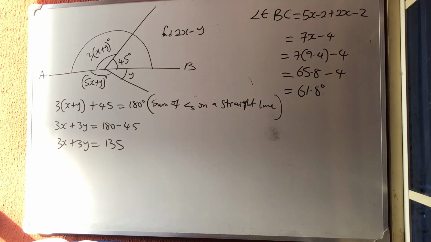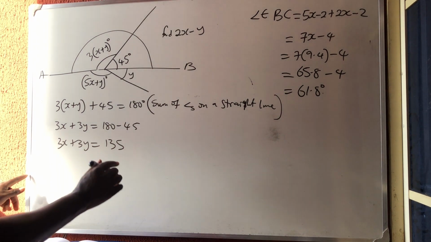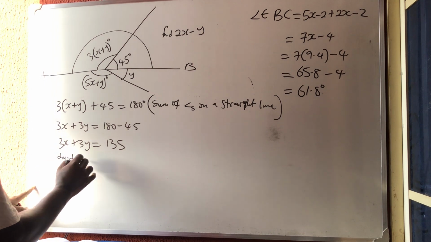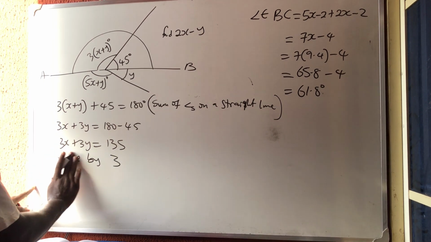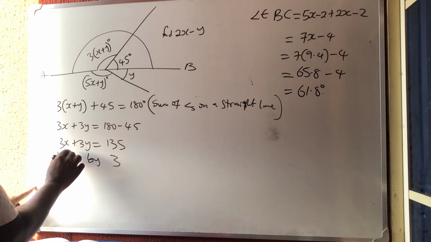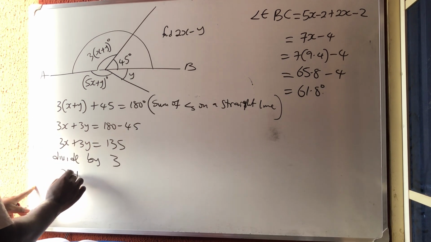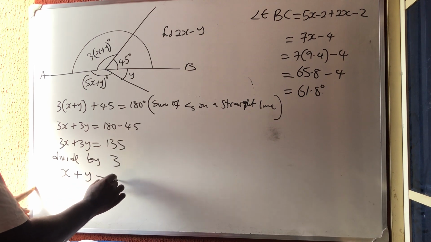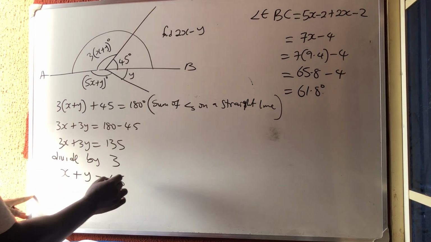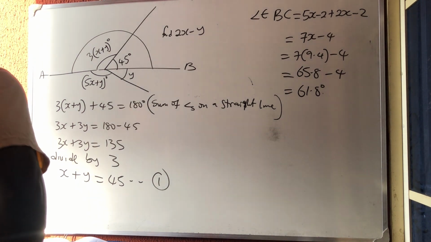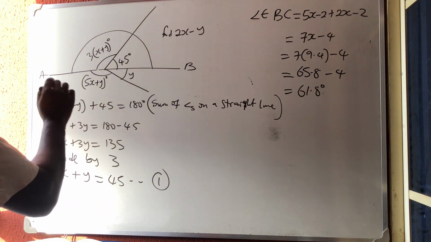But if you look at this very well, you see that 3 can divide everybody. So if I divide by 3, 3 divided by this one, I have x. 3 divided by this one, I'm having y. 3 divided by this one, I'm having 45. Okay, so this is my equation 1. Now let's look at equation 2. Equation 2 is going to be under it.